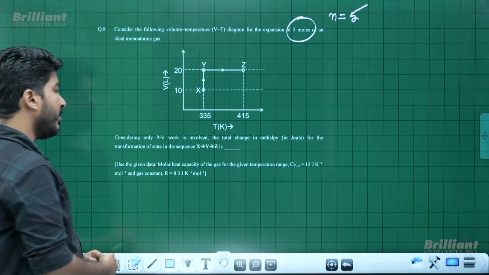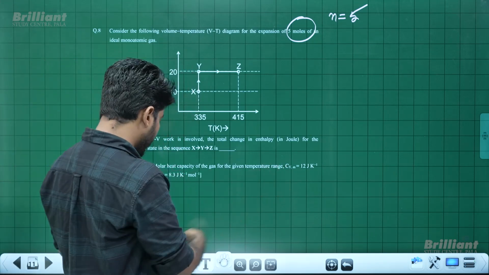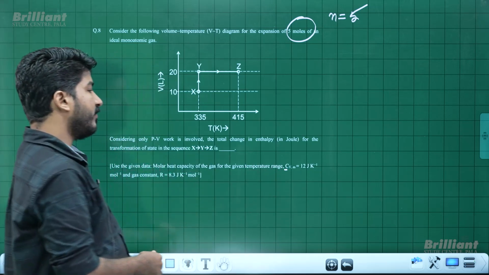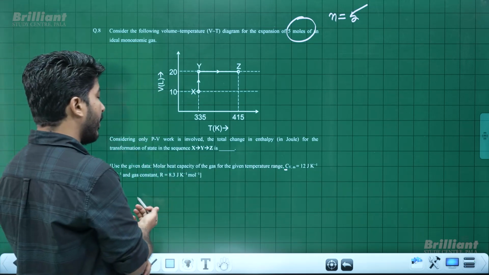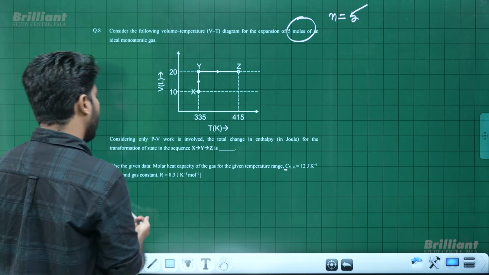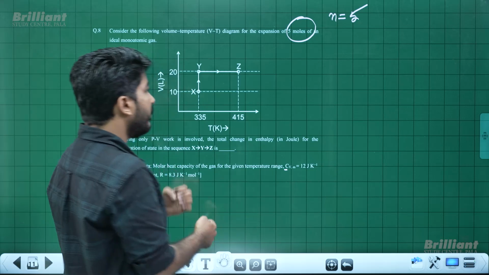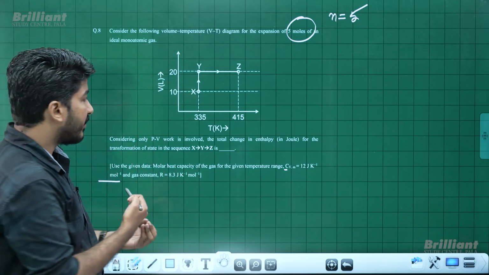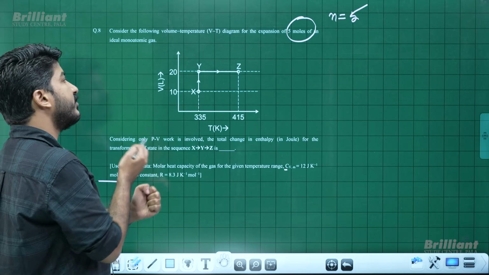Data is given: the molar heat capacity at constant volume, Cv,m, is 12 joule per Kelvin per mole, and the gas constant's value is also given as 8.3 joule per Kelvin per mole. So all we need to do is find the correct equation and substitute the values. Let's start with the process X to Y first, that is the first step.